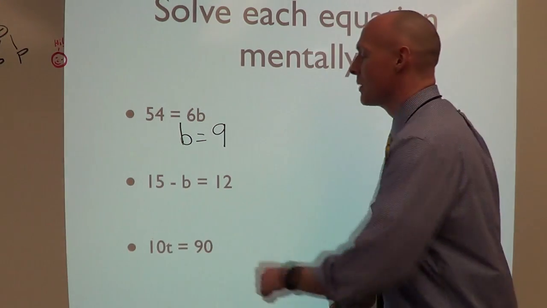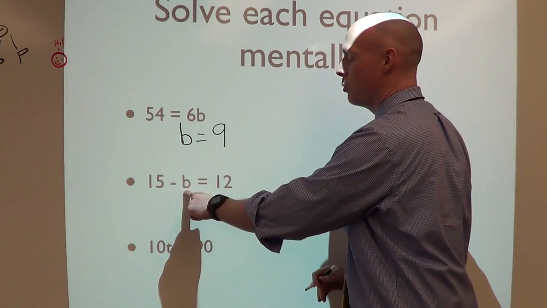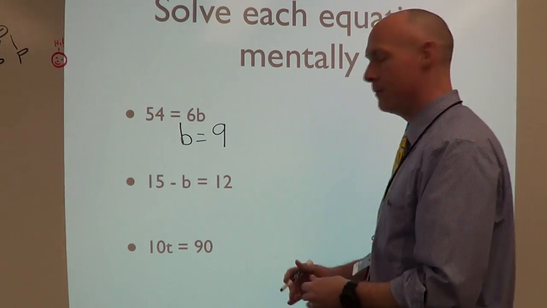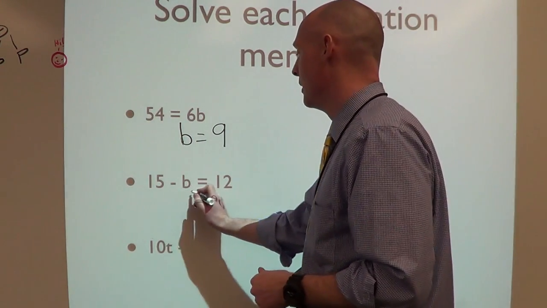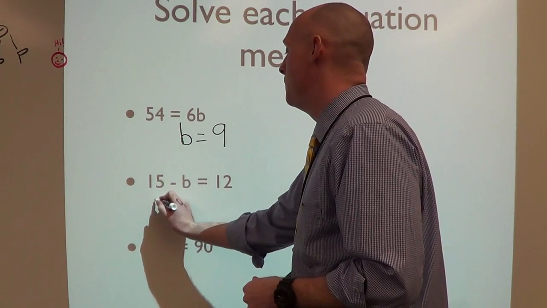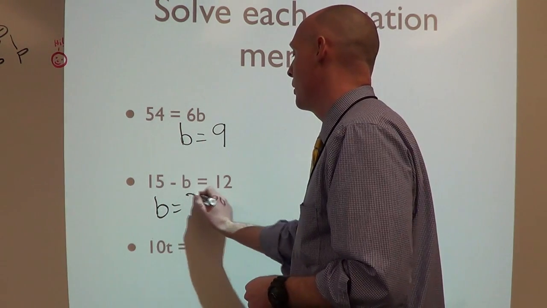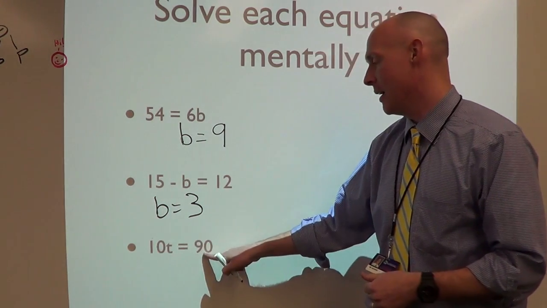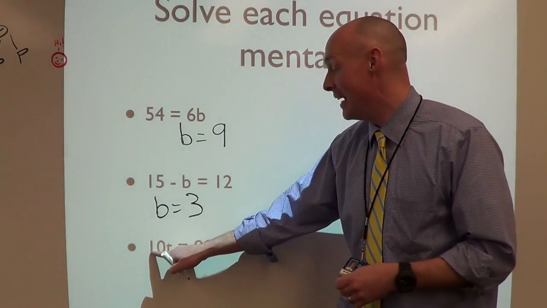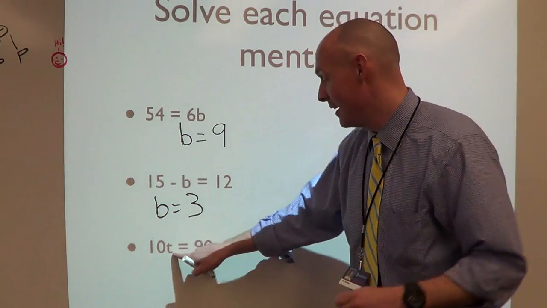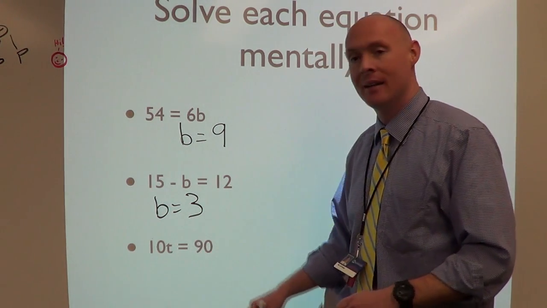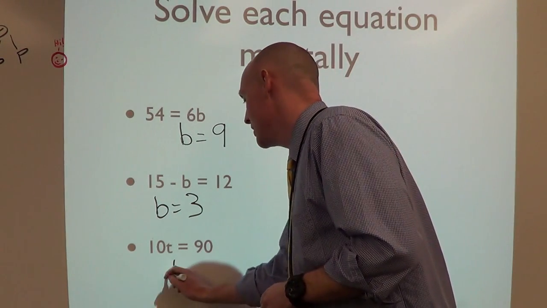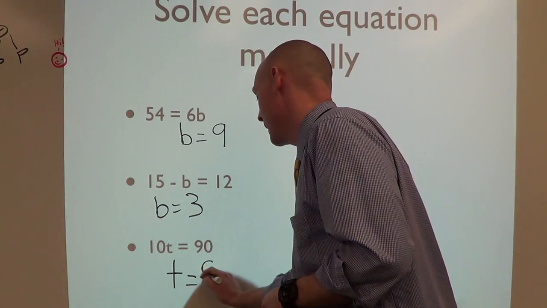Okay, here's another one. 15 minus what equals 12? Mentally, 15 minus 3. So, b must equal 3. 10t equals 90. Or 10 times what equals 90? 10 times 9 equals 90. So therefore, t must equal 9.